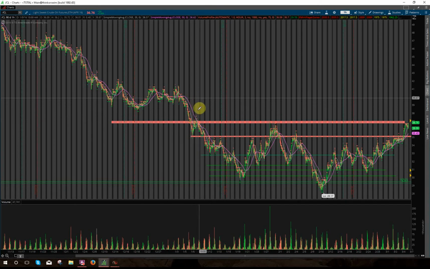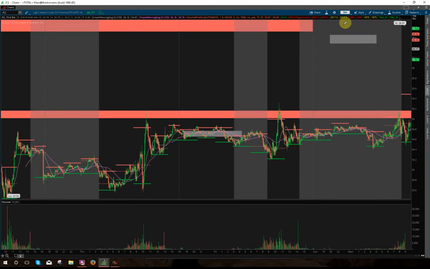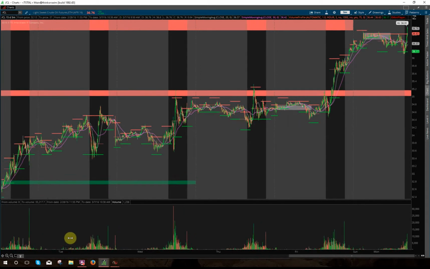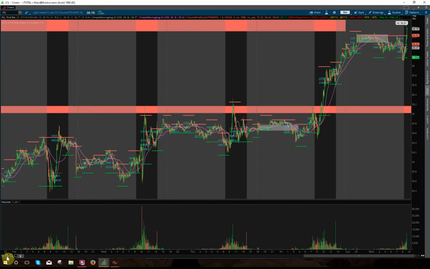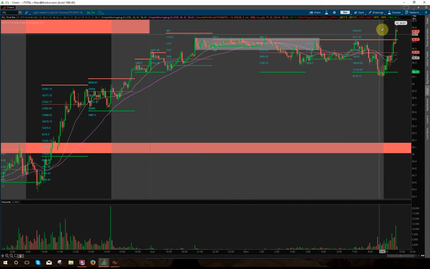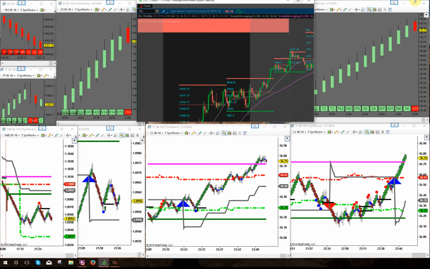Hopefully we do get an entry though. So we just need this thing to come back down right into that high value area. Alright, go ahead and pause the video, and once I'm in, we'll restart it and see what happens, guys.